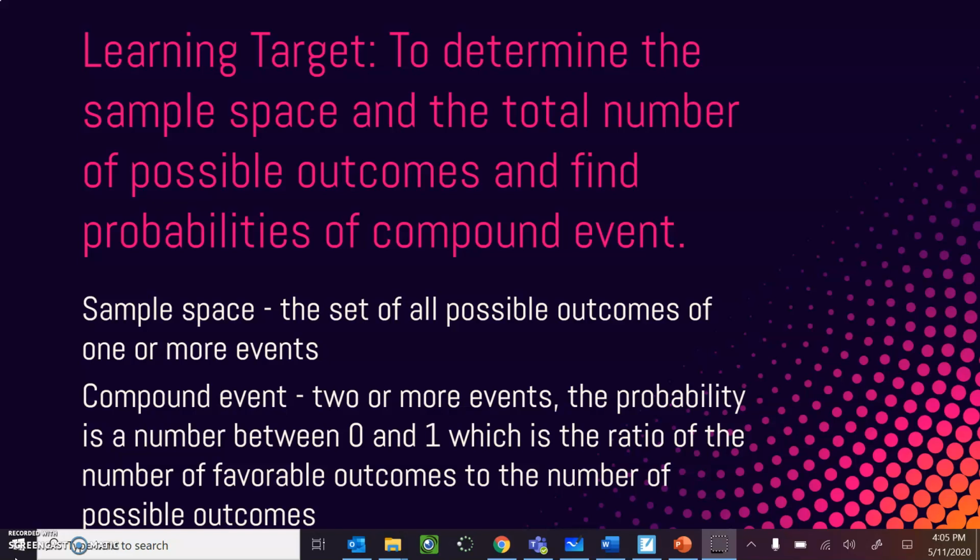So there's a couple words in there that we want to make sure that we know what they mean. The sample space is the set of all possible outcomes of one or more events. And a compound event is 2 or more events, the probability of which is a number between 0 and 1. And it's the ratio of the number of favorable outcomes to the number of possible outcomes. So that's the same as any probability, but there's 2 or more events happening in one problem.